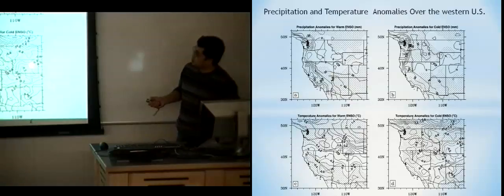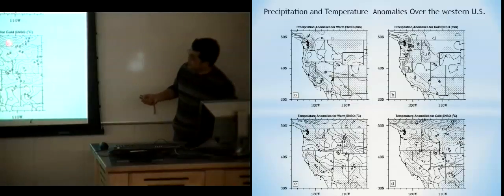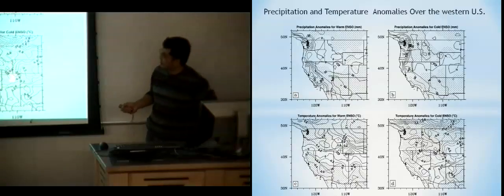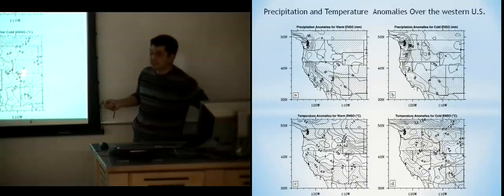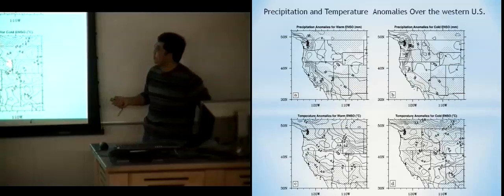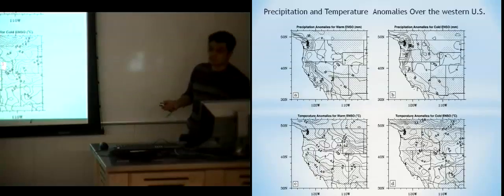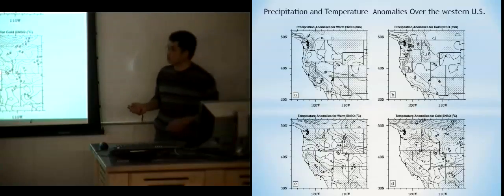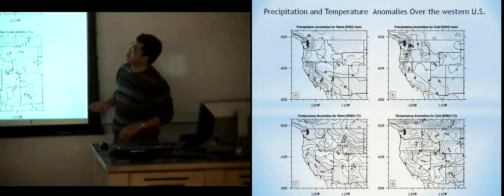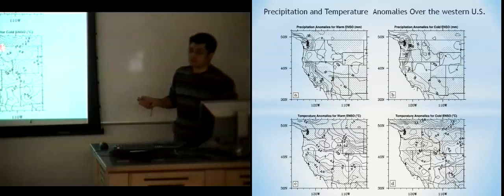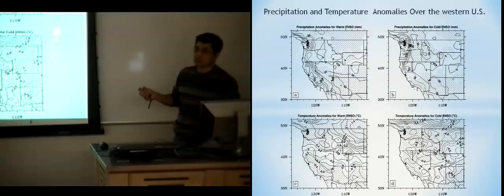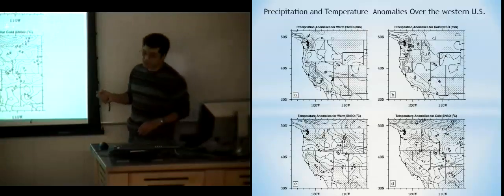But during the cold ENSO period, you see almost the entire western United States has negative anomalies. From this, these two patterns are not consistent. That means temperature is not directly related to snowpack. So based on these figures, we can clearly see precipitation has a very dominant impact on the snow anomalies during the ENSO period.